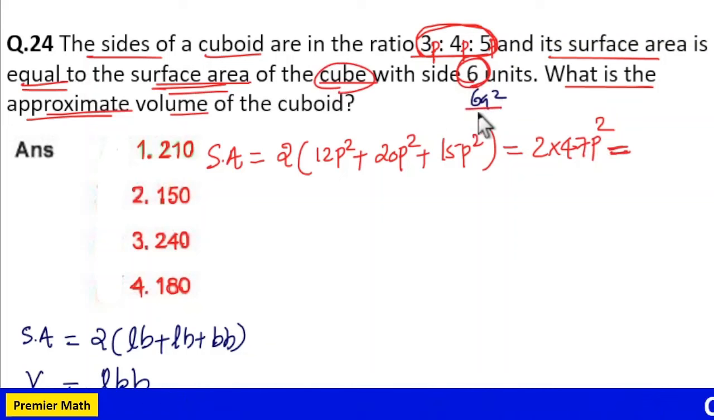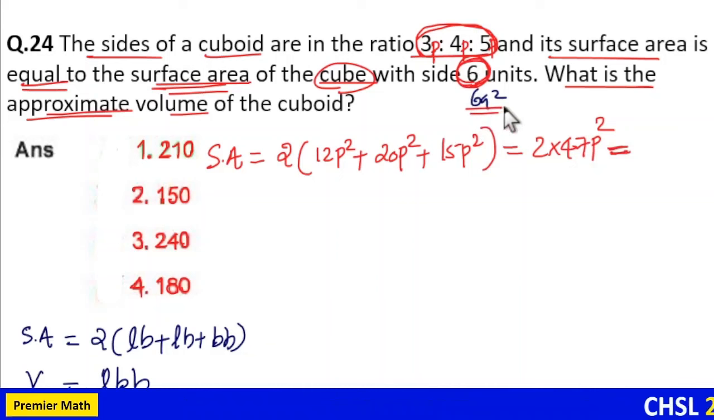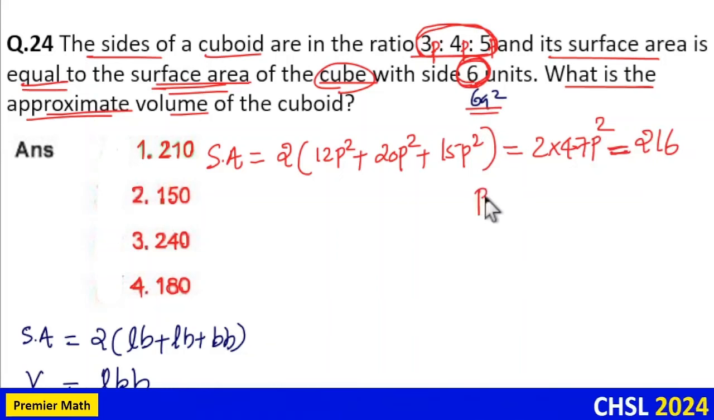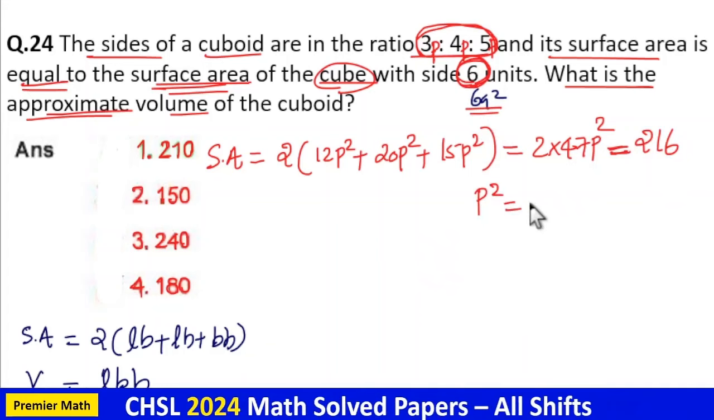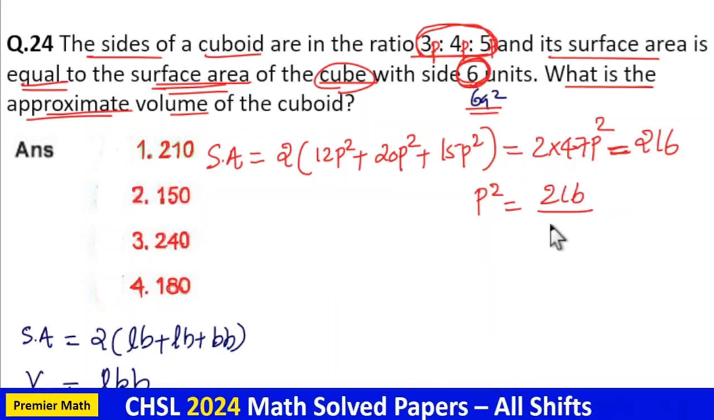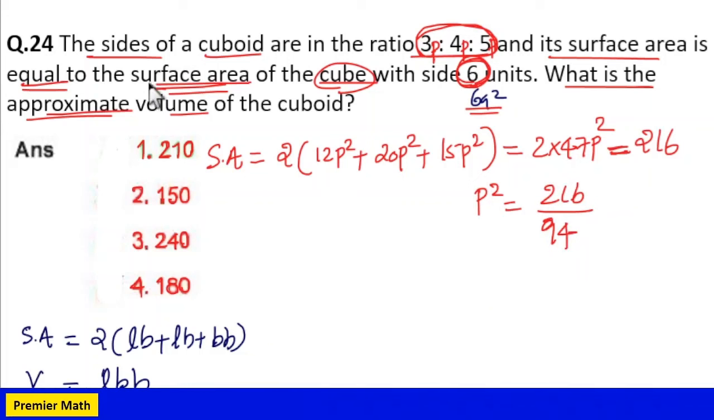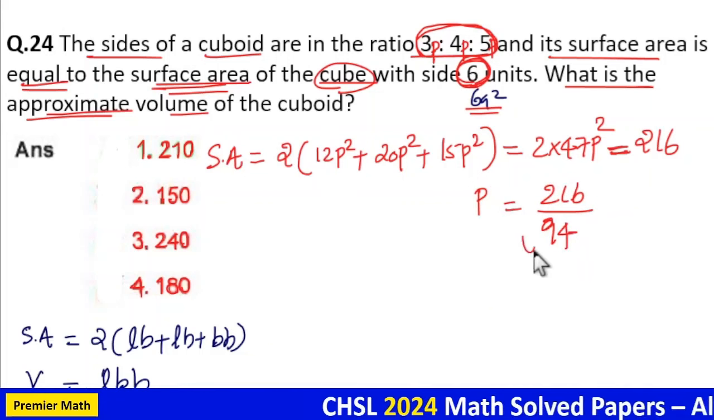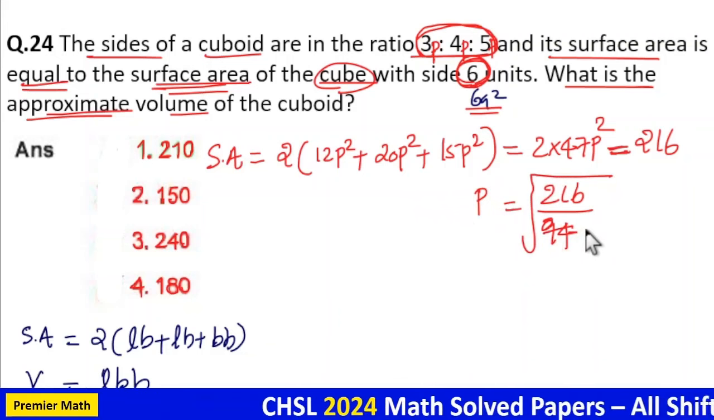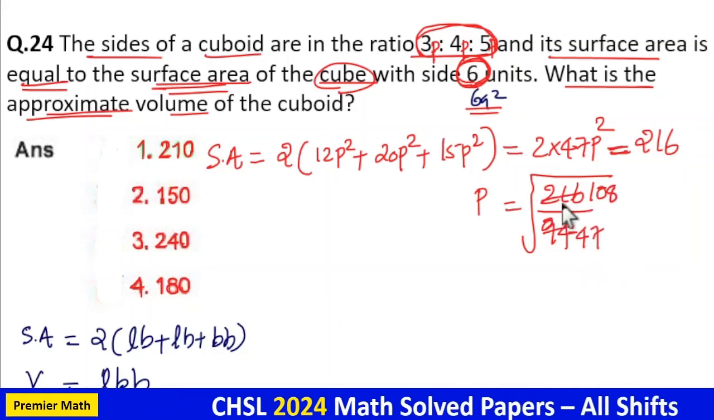The surface area of a cube is 6a squared. Side is equal to 6, so 6 into 6 squared, which is 216. Now P squared is equal to 216 divided by 2 into 47, which is 94. Now P is equal to the root of 216 by 94. 2 goes 47 times in 94. 2 goes 110 times in 260.